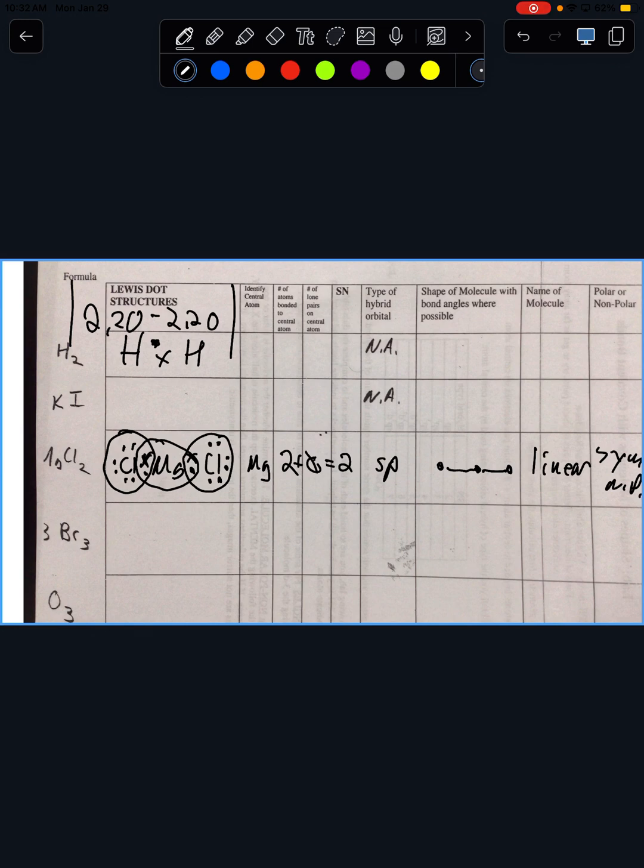It would be covalent. Yep, that little voice you heard was your conscience telling you the correct answer. So yes, it's covalent, so we're sharing.